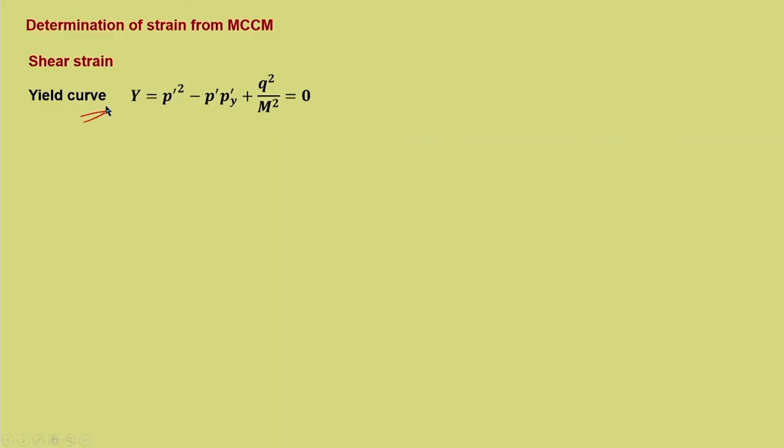Now, we are left with shear strain. So, we need to determine the shear strain. For determining shear strain, we know about the plastic potential and how it expands. So, yield curve y is represented as p'^2 minus p'p'_y plus q^2/M^2 equal to 0. From where does this equation come? Because this is MCCM and the yield curve corresponds to an ellipse. This is the equation of the ellipse.